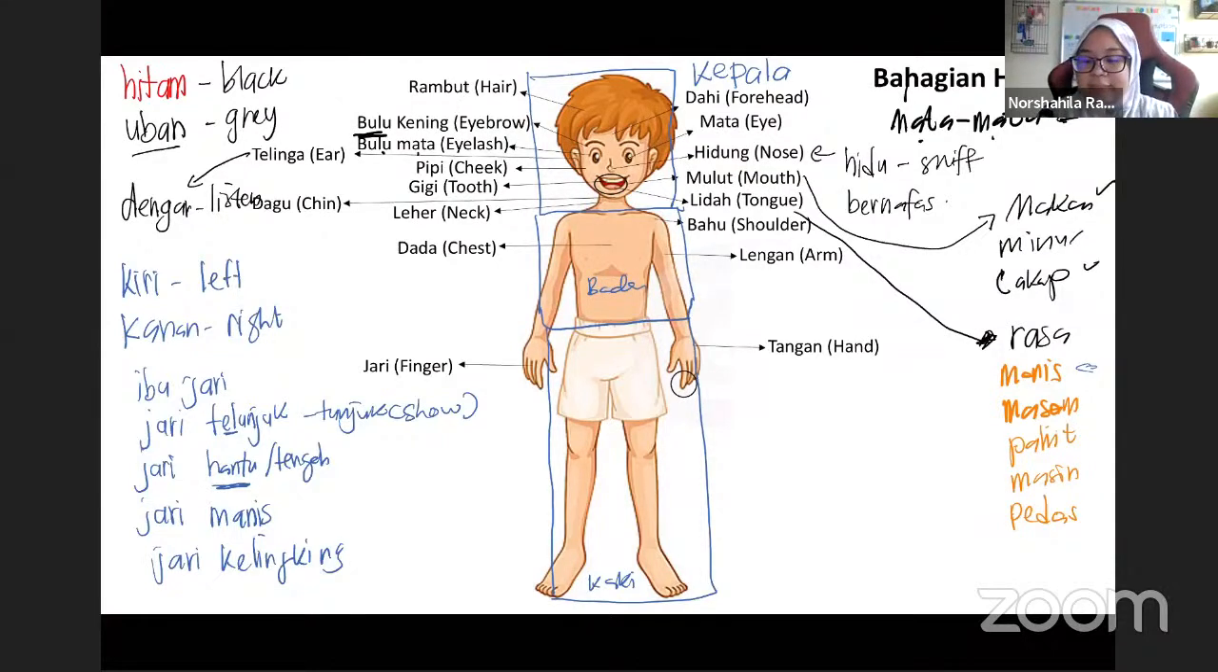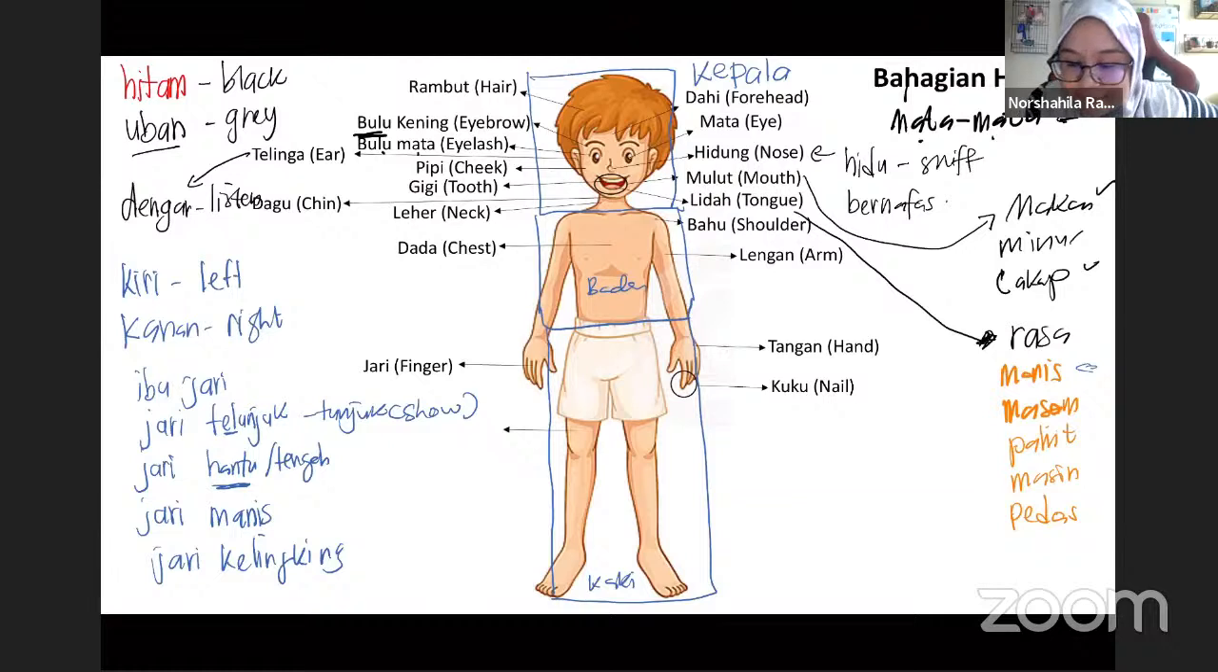Okay, so next we have this one. White thing here. What do we call? We call as kuku. Kuku. Okay, we call as kuku, a nail. And we go to the kaki part.